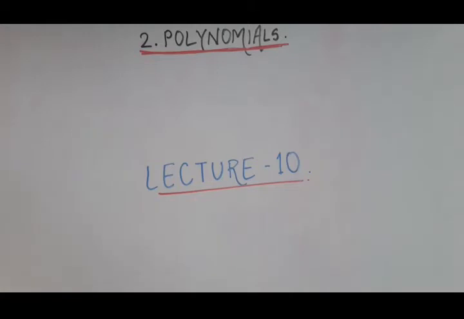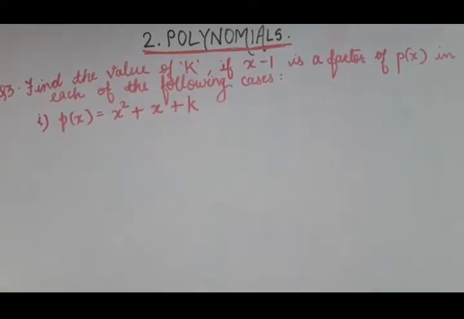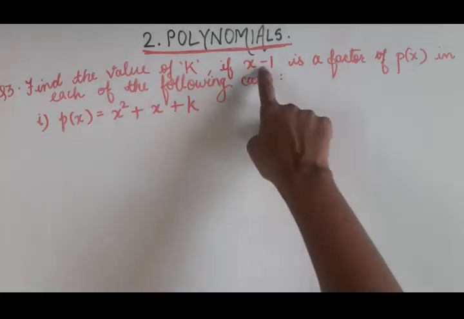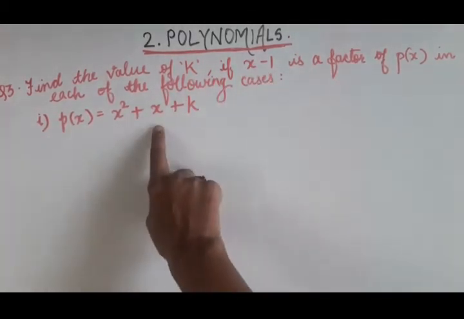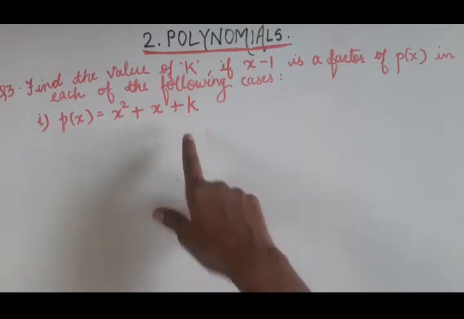Okay, so let me write the question for you. The question is, find the value of k if x minus 1 is a factor of p of x in each of the following cases. So your first p of x is x square plus x plus k, and x minus 1 is a factor of this polynomial and we are asked to find this value k.